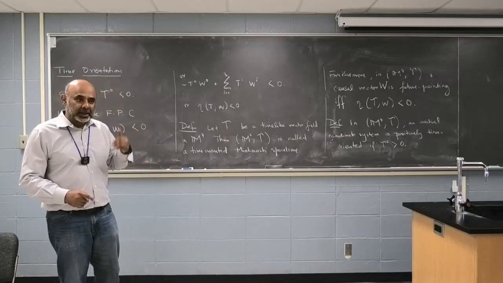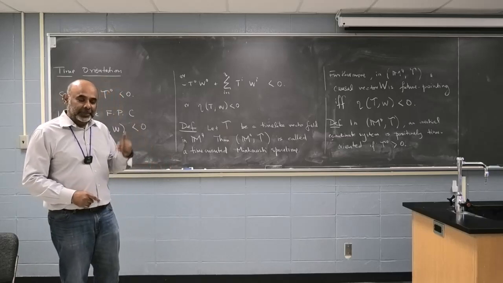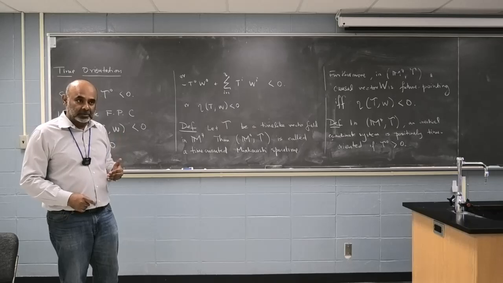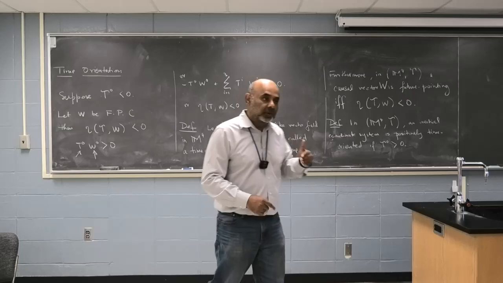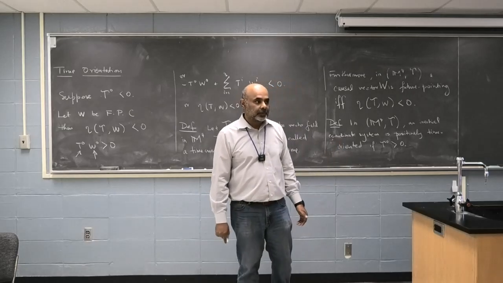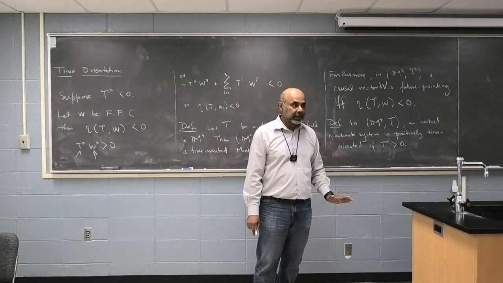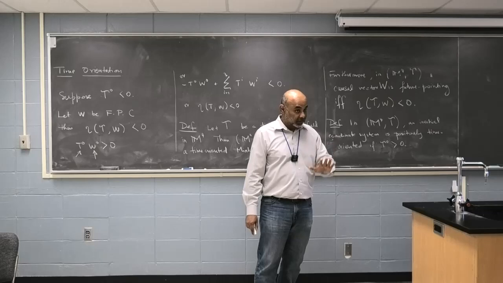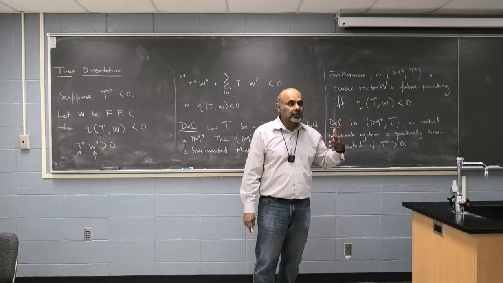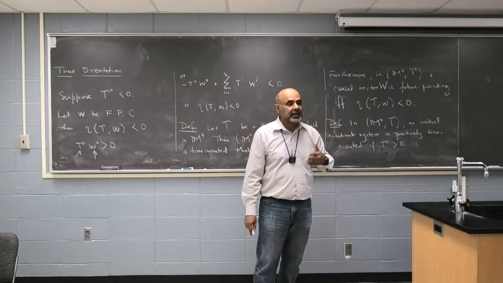If tau 0 is less than 0 in a coordinate system, then W0 has to be less than 0. If tau 0 is greater than 0 in a coordinate system, then W0 has to be greater than 0. One implies the other. Either for all future pointing vectors, the T0 component is greater than 0 in special relativity, or for all future pointing vectors, the time component is less than 0.